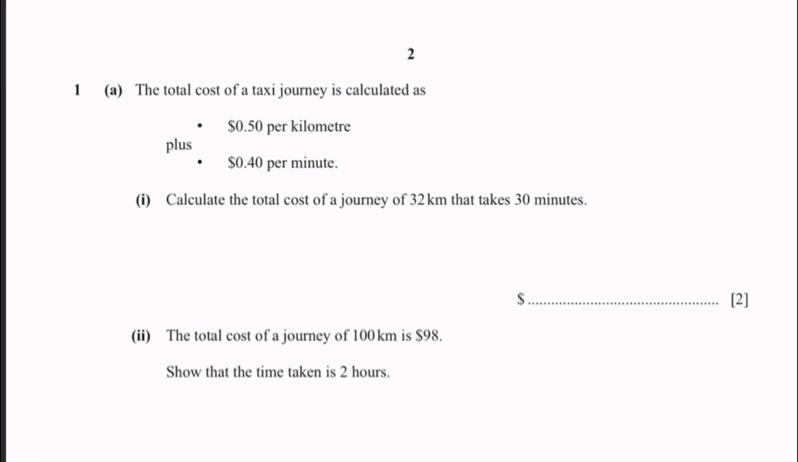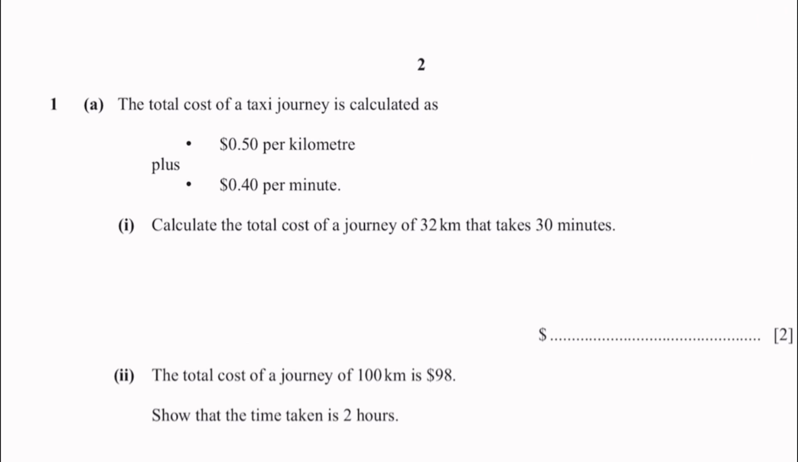Question 1. The total cost of a taxi journey is calculated as $0.5 per kilometer plus $0.4 per minute. Calculate the cost of a journey of 32 kilometers that takes 30 minutes. So, 0.5 multiplied by 32 plus 0.4 multiplied by 30.